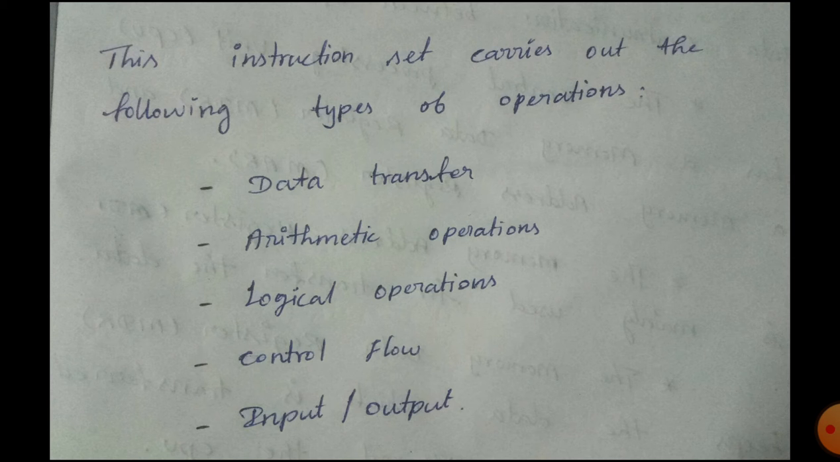The third one is logical operations. It is used to perform logical operations in the program like AND, OR, NOT execution. Control flow. Control flow means the order of individual instructions to execute the program. And the last one is input or output. Input or output means to perform the input and output operations in the program.